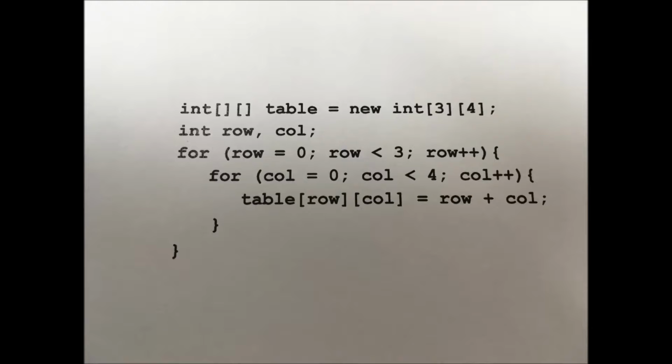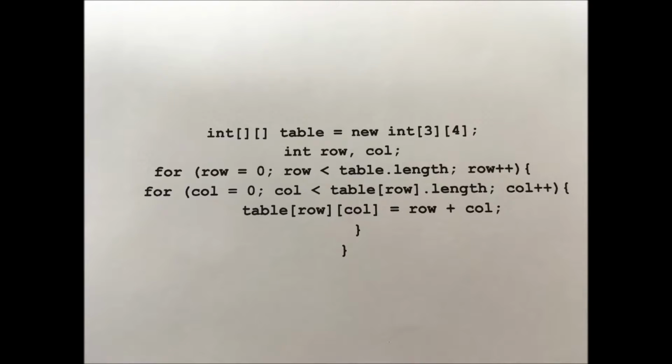But a better definition would work for an array of any 2 dimensions. In this code, the limits for the loop have been redefined using table.length and table_row.length. So they work with any 2-dimensional array of ints and any number of rows or columns.